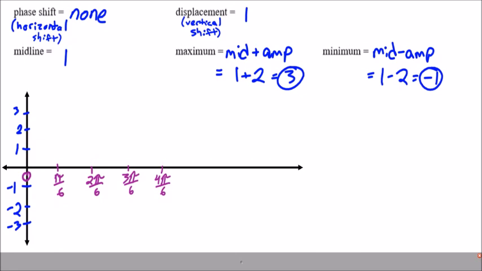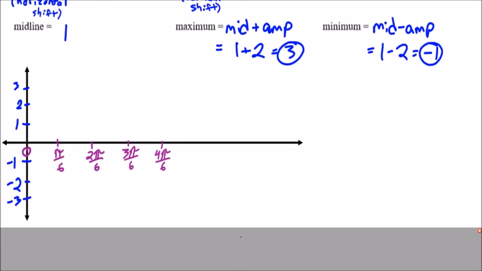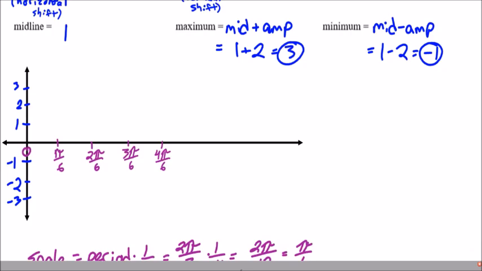We saw that the maximum is 3, and then the minimum is negative 1. So I just labeled in blue the y-axis from 3 to negative 3. I thought that was fair. And now, in order to figure out, let me get rid of that.